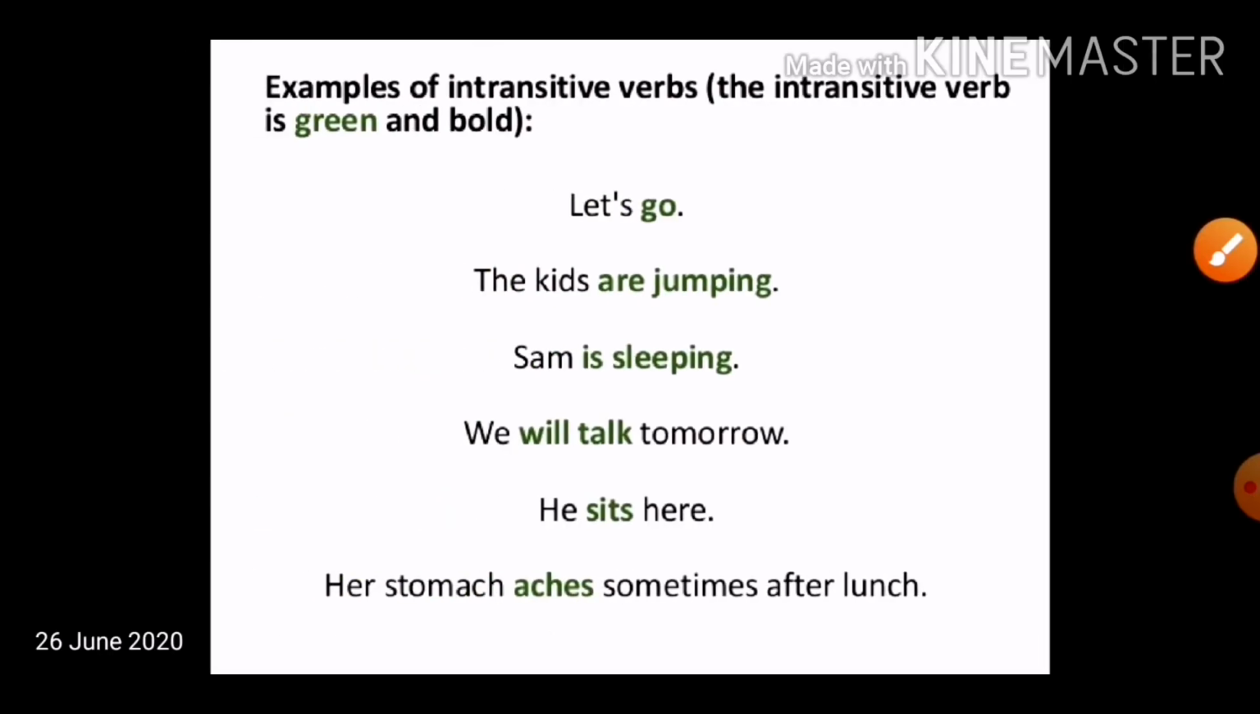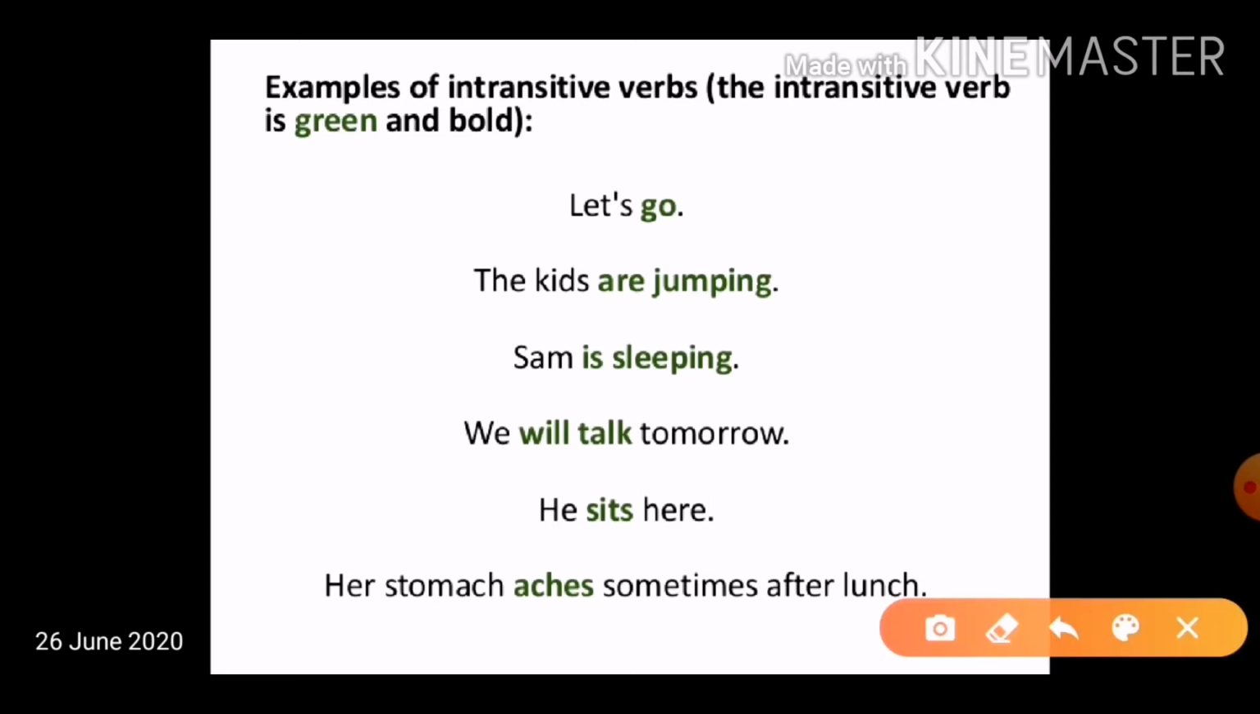So, examples of intransitive verbs. The intransitive verbs are in green and bold. Here we have intransitive verbs. You don't find any object here, direct or indirect. The kids are jumping, so it's a complete sentence. Jumping is actually an intransitive verb because it does not take any object here.